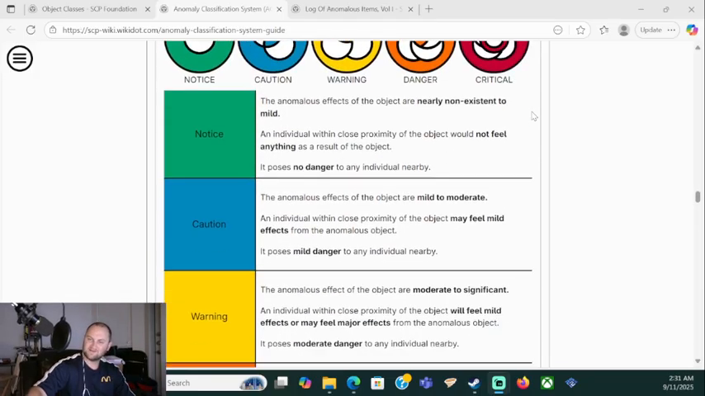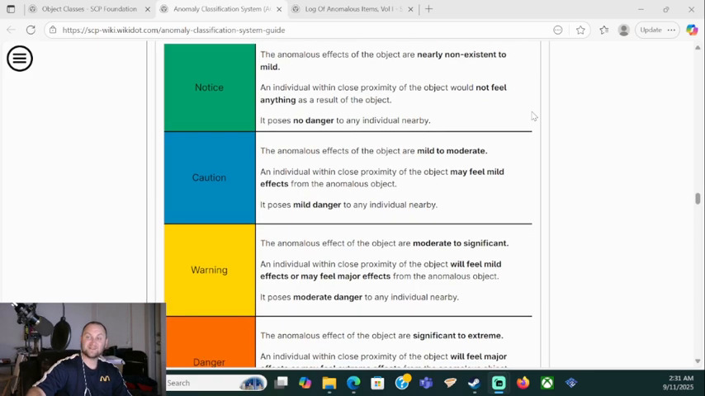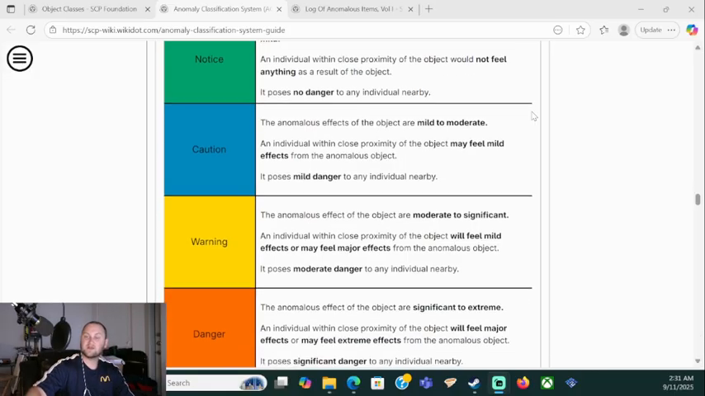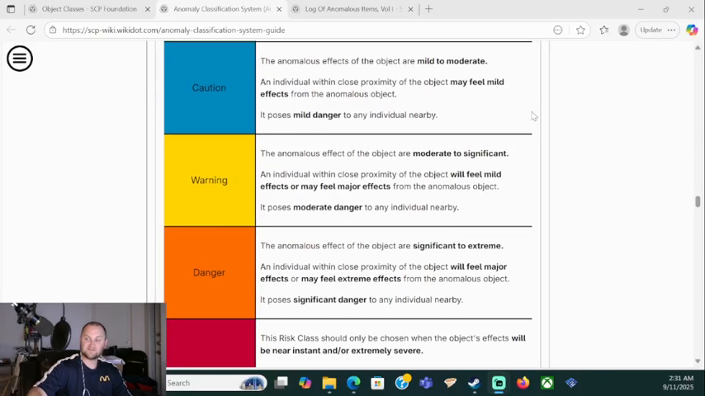Risk class 1. Notice. The anomalous effects of the object are nearly non-existent to mild. An individual within close proximity of the object would not feel anything as a result of the object. It poses no danger to any individual nearby. Caution. The anomalous effects of the object are mild to moderate. An individual within close proximity of the object may feel mild effects from the anomalous object. It poses mild danger to any individual nearby.